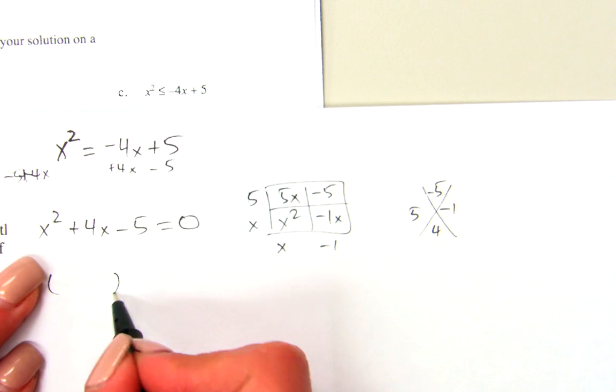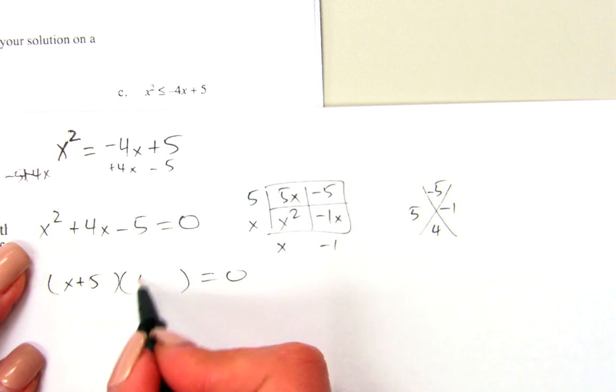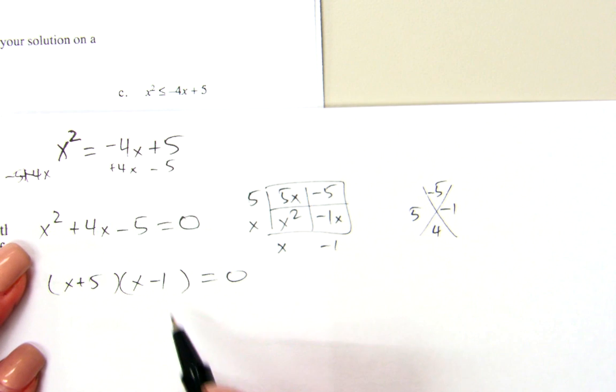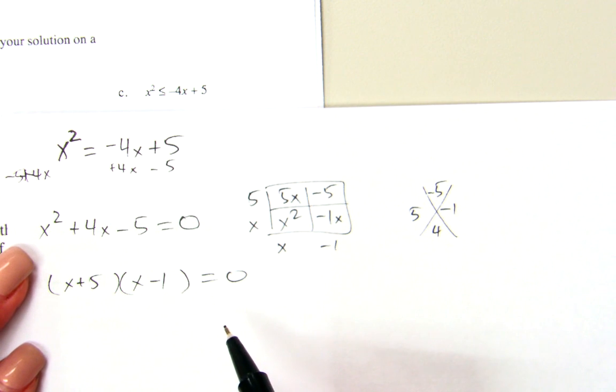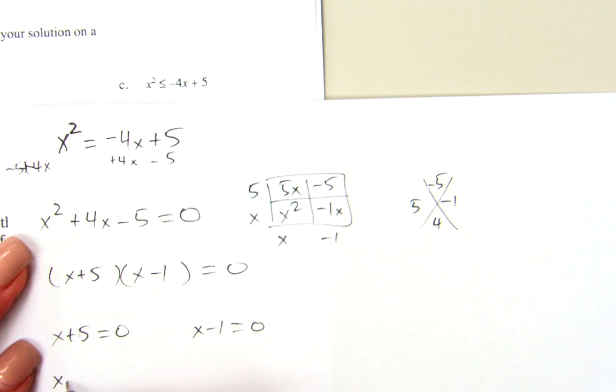So now you have your factors: x plus 5 and x minus 1. You could do this with complete the square too if you really want to. It's not that big of a deal. And then you have x plus 5 equals 0 and x minus 1 equals 0. So x is equal to negative 5 and x is equal to 1.